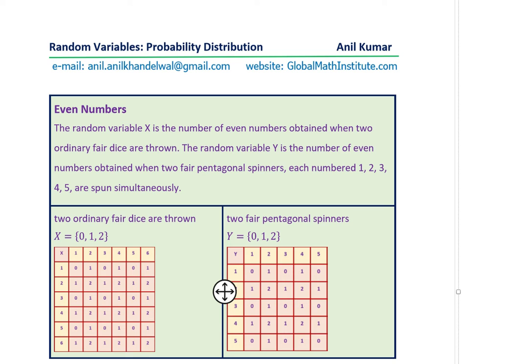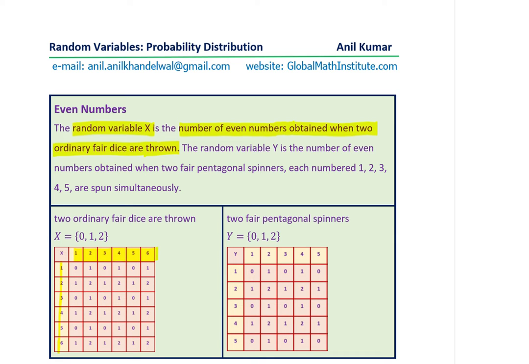We are saying the random variable x, so we have to define this random variable x, which is the number of even numbers obtained when two ordinary dice are thrown. Correct? So when you throw two ordinary dice, you may get one even number, you may get two even numbers, or you may not get any even number. Correct? So to understand this, what I've done here is shown you that two dice possibility is to get numbers 1 to 6 from each.